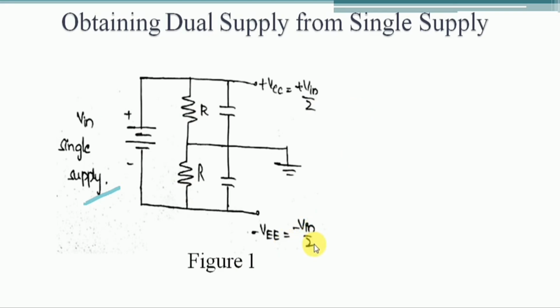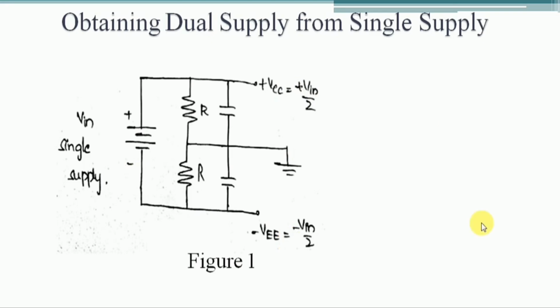From this we can say that the positive and the negative supply have a magnitude equal to half of the single supply voltage. Here the capacitors are used for decoupling of the power supply. Practically, the resistor value should not be more than 10 kilo ohms, because these resistors do not have the capacity to drive a large current from the single supply. Here we obtain half of the single supply voltage. We can say that it is a balanced power supply, because VCC and VEE have the same magnitude.